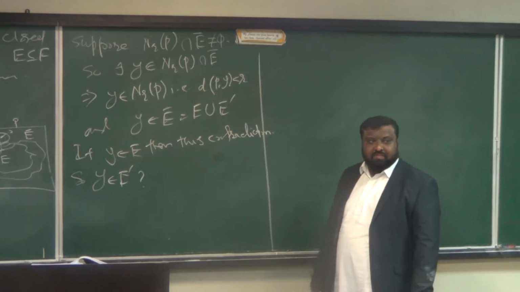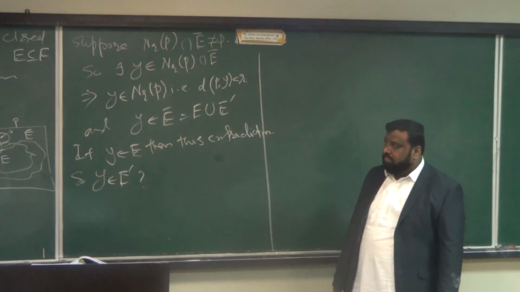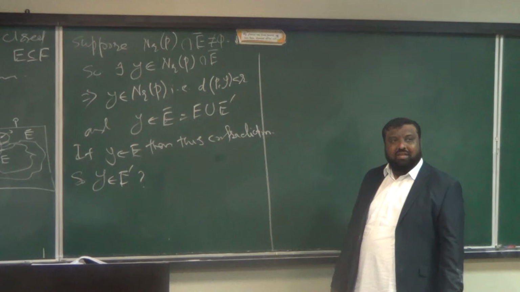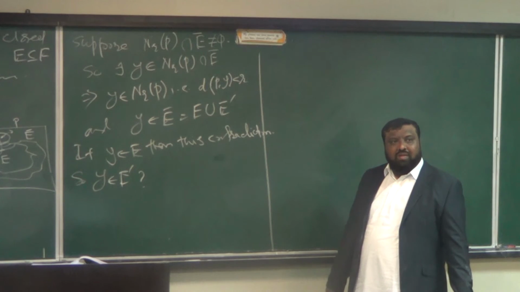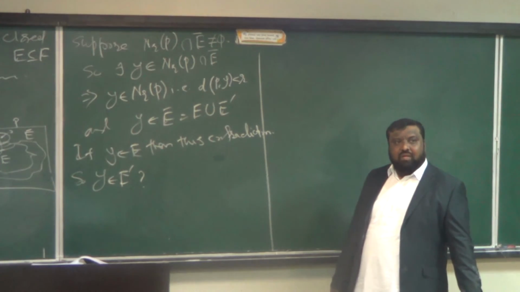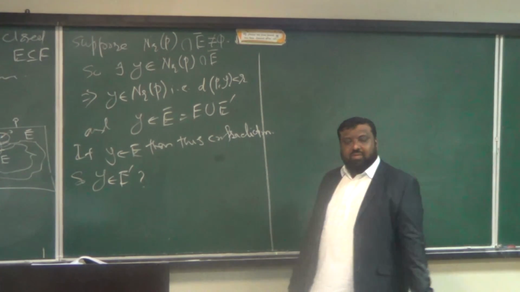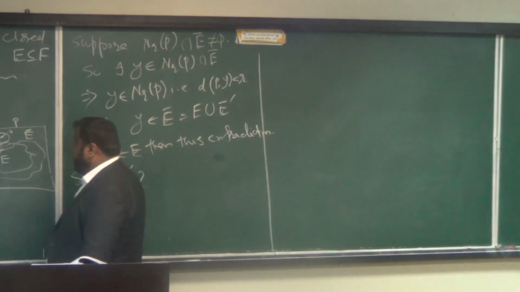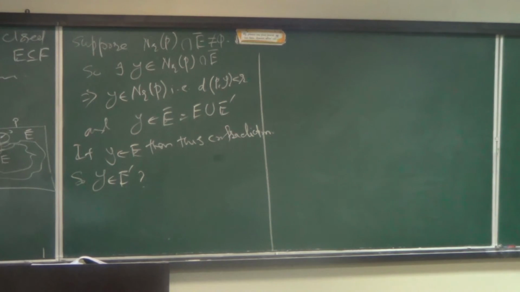Is it the closure? No, sir, it's not closure. But we can draw a neighborhood in that intersection, and that is outside E. So this makes it so that y cannot be the limit point of E. But it intersects. We say y is the limit point of E, but we can draw a ball in this intersection. So we find a radius that makes sure that y is not a limit point of E.